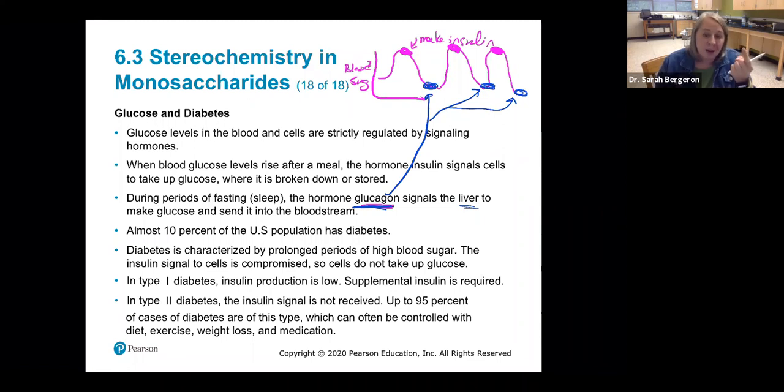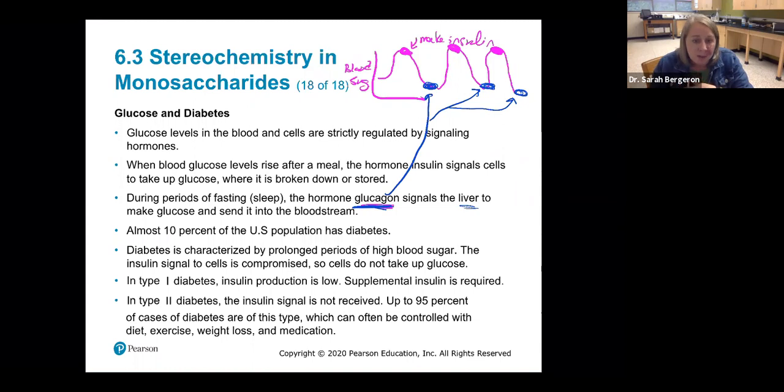That's type 1 diabetes. So either you don't produce any or you produce some, but it's all about insulin production, right? So if this is your problem, you have to take external insulin. So an insulin pump, an insulin injection, something like that. You have to get your hormone from somewhere else because your body's not making it.